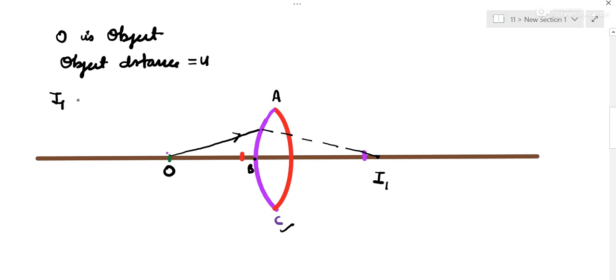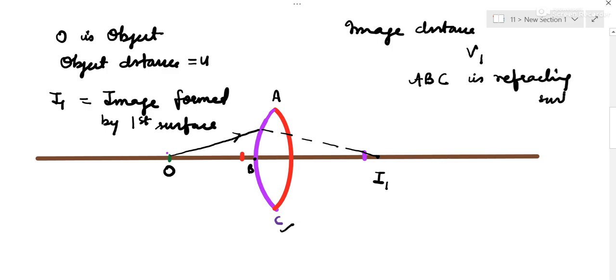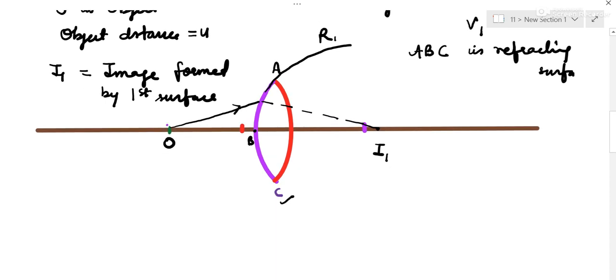So I1 is image formed by first surface. Image distance we will take as V1. And what is the refracting surface here? ABC, first surface is the refracting surface. Okay, and the first surface radius of curvature is R1. So we will use the formula for refraction now.